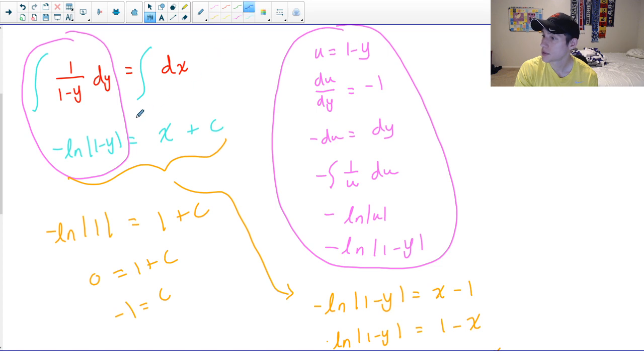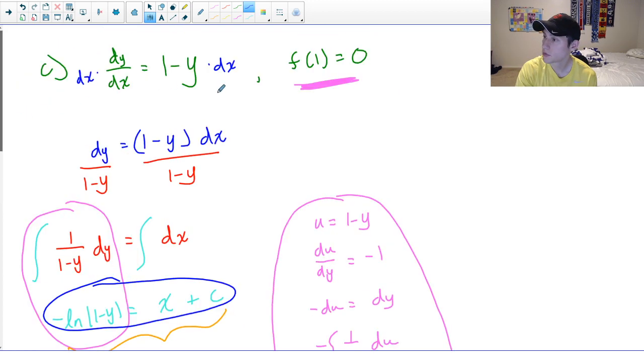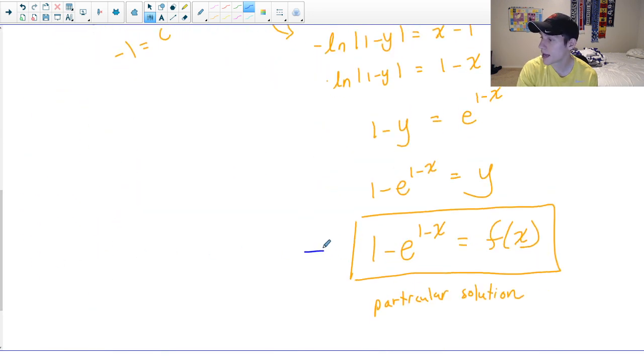If we had just stopped here, where we don't know what c is, I guess we would still have to go through and solve for y, but this would be how we would get the general solution if we don't know c. But we knew the initial condition, f of 1 equals 0, so we were able to use that to get the particular solution. So that's part C.